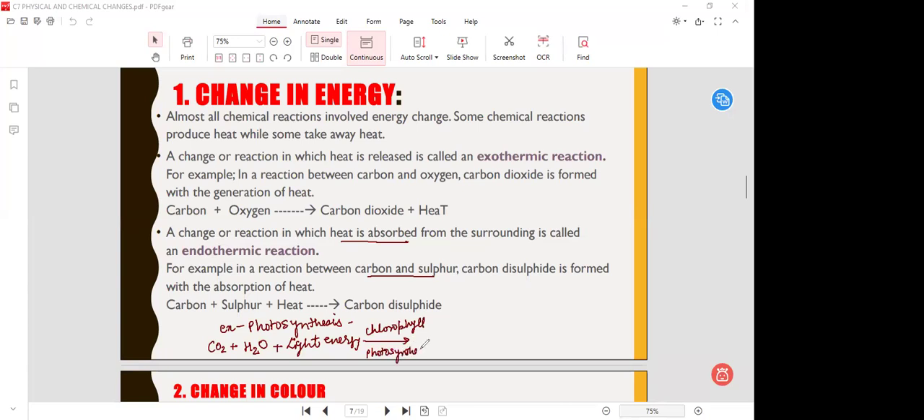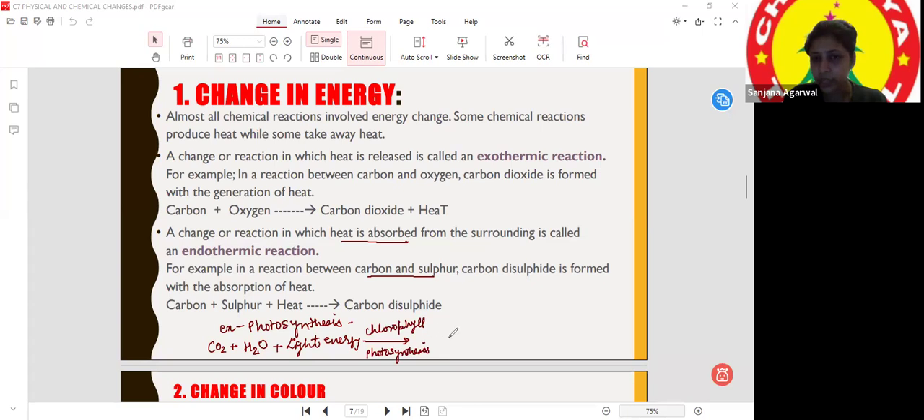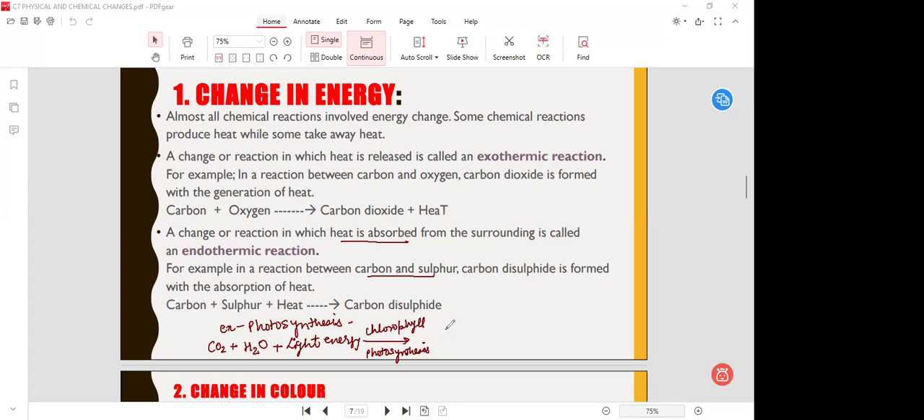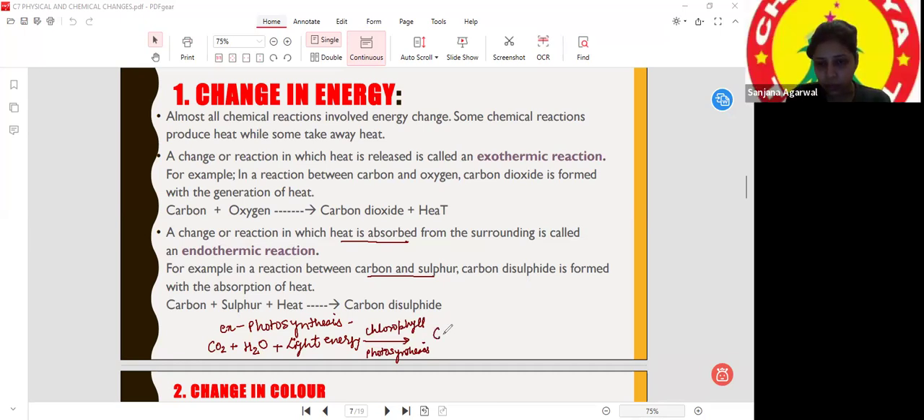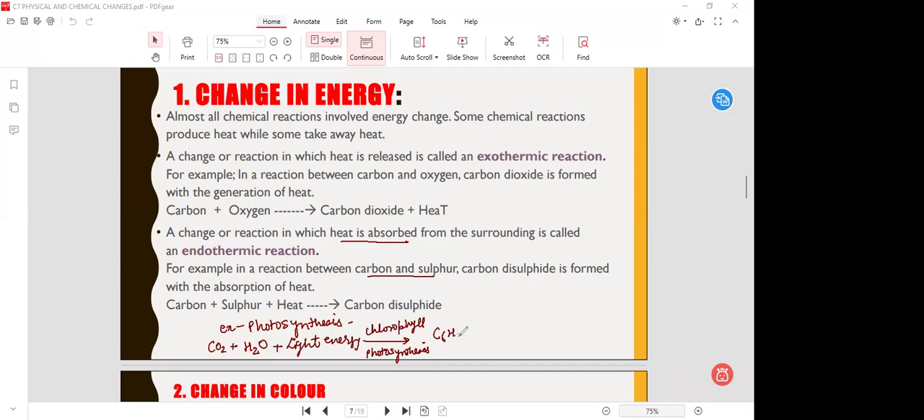And further, can anyone tell what we get? Not in the chemical formula term, in simple terms. Oxygen. Glucose. Glucose plus oxygen. So the formula of glucose is C6H12O6, plus simple O2. That's all. Okay, so write this down.